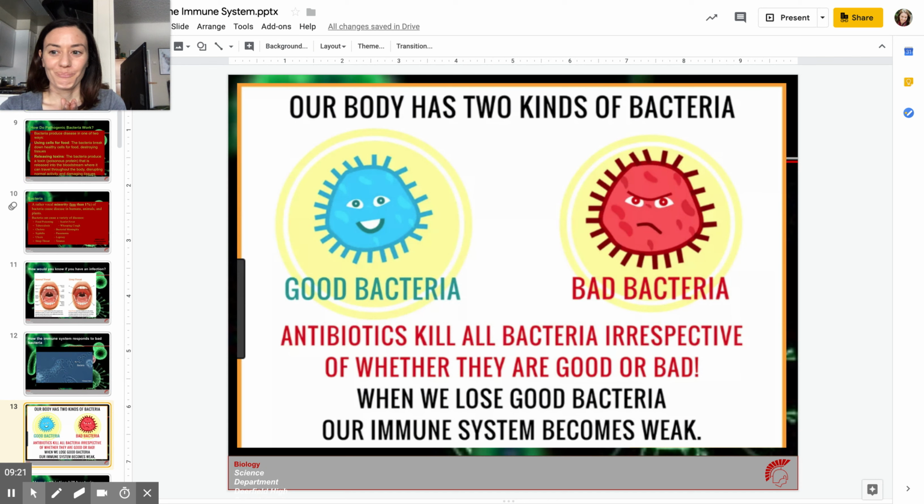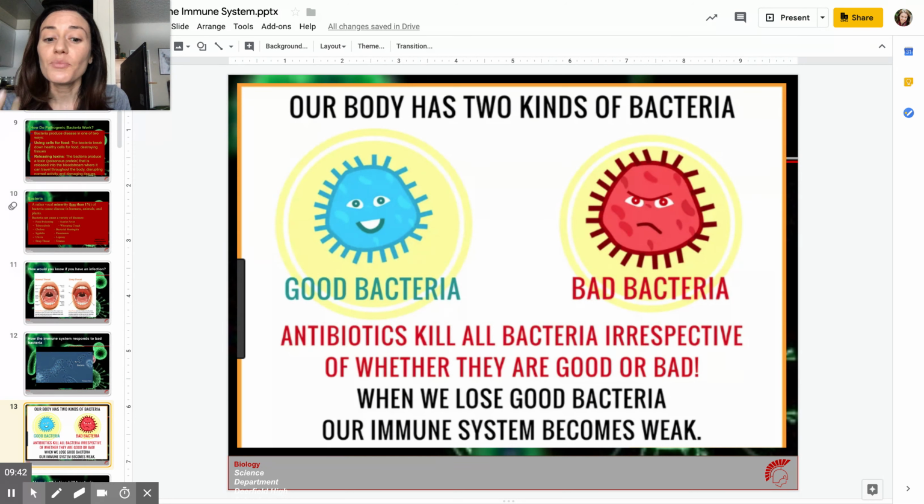So, when your body, your white blood cells, are not able to find and eat and destroy all of the bacteria, like when you have strep throat and it's really getting worse, what's going to happen is you're going to go to the doctor and the doctor will say, hey, you need to take some antibiotics.